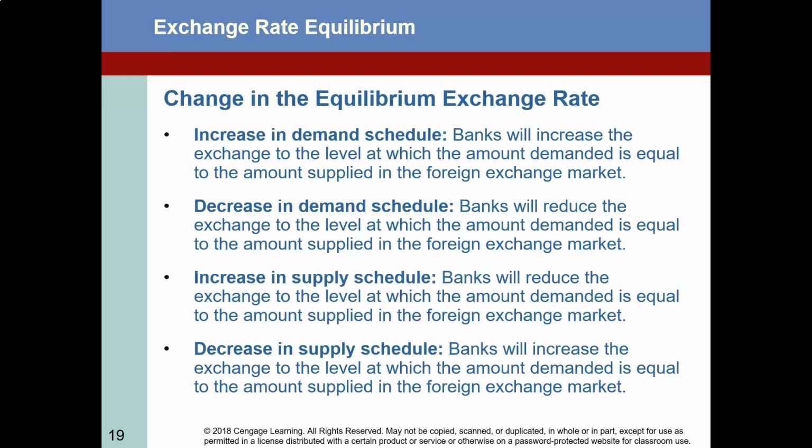But what if for each level of price there's an increase in the demand schedule, which means we're moving this downward sloping line to the right. Okay, so for each price, the quantity demanded for this currency will increase. So the line will be moved to the right parallelly, and the cross point will increase. That's why banks will increase the exchange rate to the level at which the amount demanded is equal to the amount supplied in the foreign exchange market.